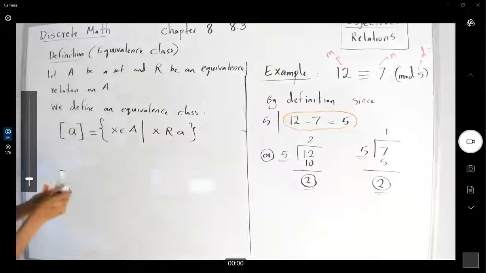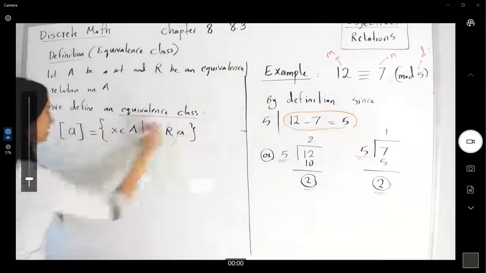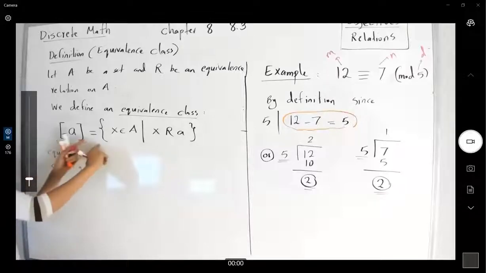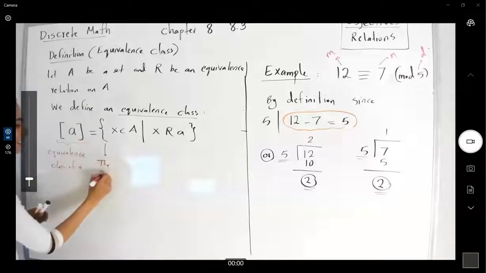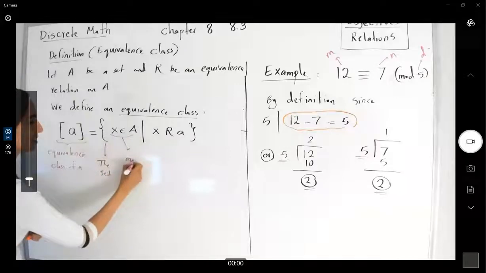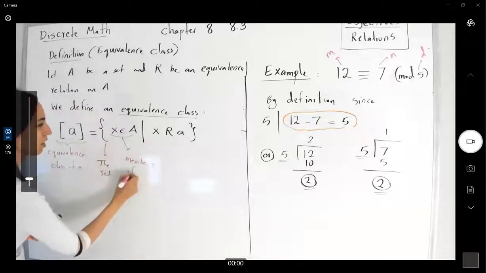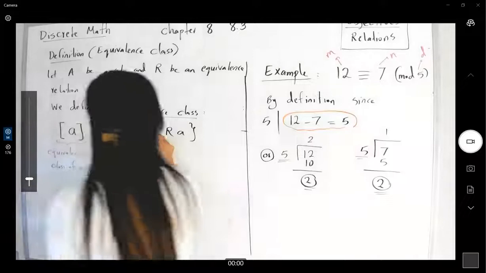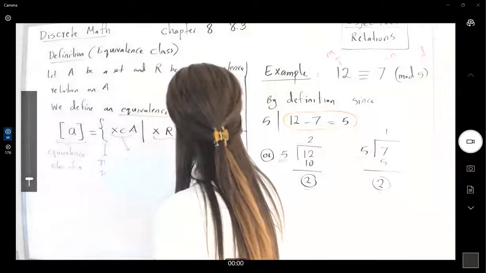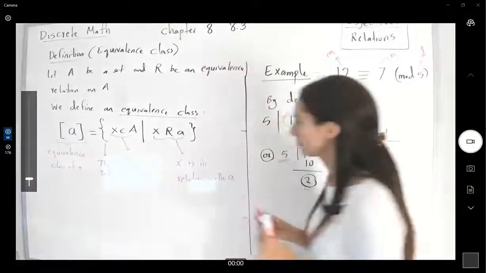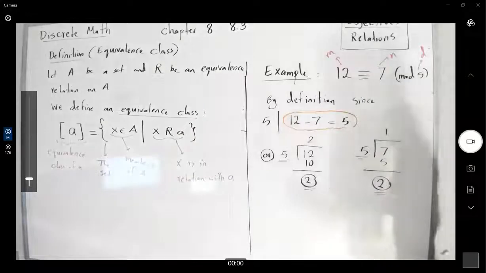So let us read it this way. The equivalence class of a is equal to the set of all elements in set A, members of A, such that those members are in relation with a. x is in relation with a. Okay, give us an example. What are you talking about?